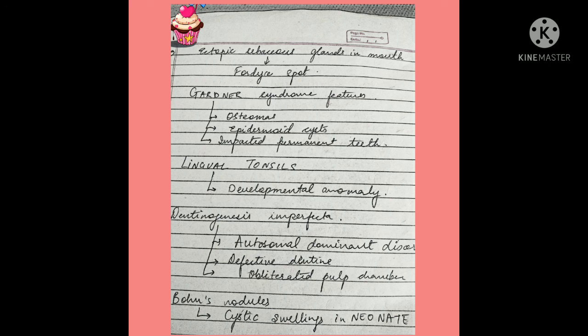So the next question is Bohn's nodule. This is also very simple if you remember it by associating it with something. For example, in this case I have associated Bohn's nodules with newborn, rhyming with Bohn's, newborn Bohn's. So what it indicates is that Bohn's nodules are found in newborns. It is a cystic swelling in a neonate or a newborn.